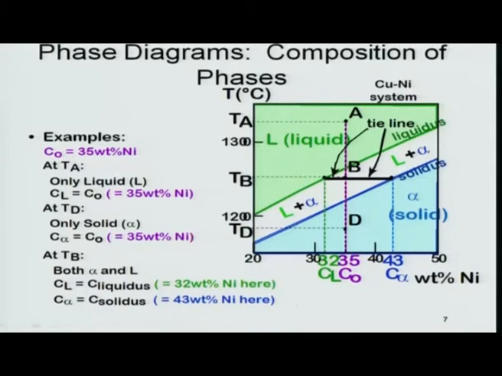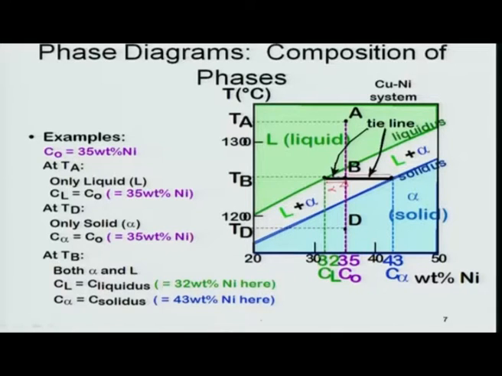So if I consider this as a lever with the fulcrum at the composition at which we want to do the calculations, the solid phase alpha is given by this arm divided by the total arm of the lever, and the liquid is given by this arm divided by the total length of the lever.